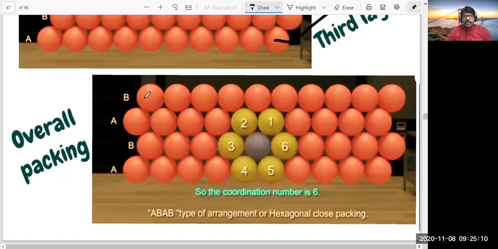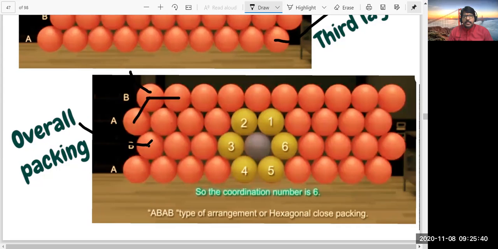And all layers, if you see, this is the overall packing. If I say this is B, depressions are occupied A, again depressions are occupied B, because here you can see the arrangement, alignment. So the first layer and the third layer have the same type of arrangement. Second layer and fourth layer have the same type of arrangement. Hence, this type of packing is called AB type of packing. And here, what is the repeating unit? So this is the repeating unit.